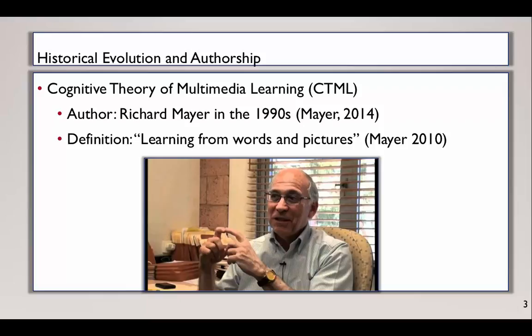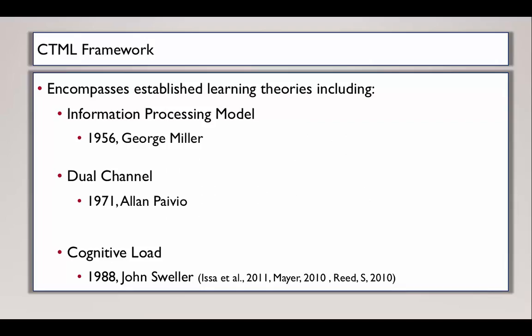In the 1990s, Richard Mayer introduced the cognitive theory of multimedia learning, which he defined as learning from words and pictures. To assist in explaining and predicting a variety of learning outcomes, the theory incorporates other previously established theories, including the information processing model, often credited to George Miller, who presented this model in 1956, Paivio's 1971 dual coding theory, also called the dual channel theory, and the cognitive load theory, which is a cognitive learning theory introduced by John Sweller in 1988.